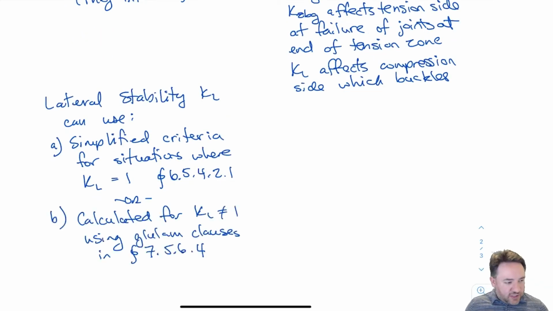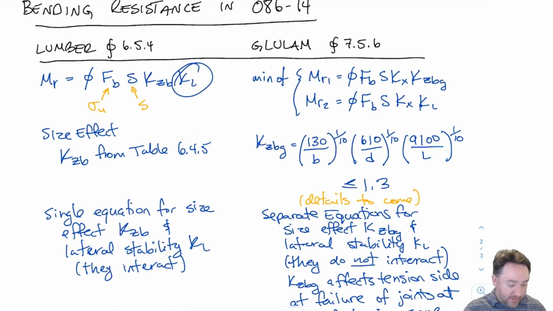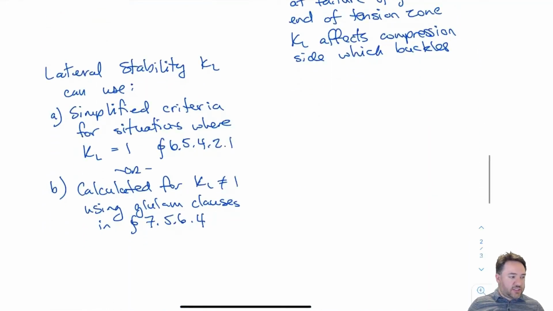So for lateral stability for lumber on the left, this KL right here, we have two options basically for calculation. And for lumber, it's probably most common that you're going to use the first option, which is simplified criteria, where basically we are given a set of requirements that we can use to restrain a beam or a joist properly so that we don't get lateral torsional buckling instability.